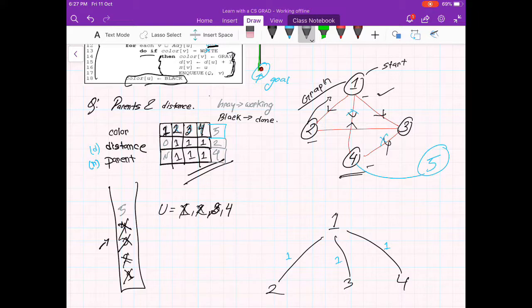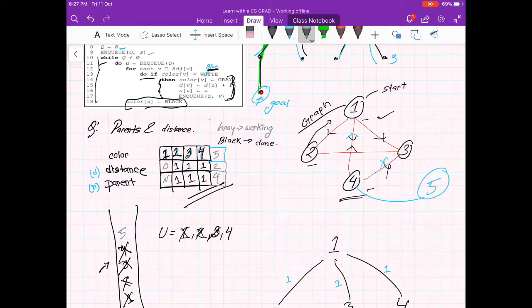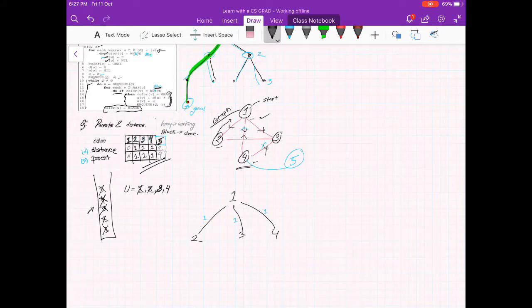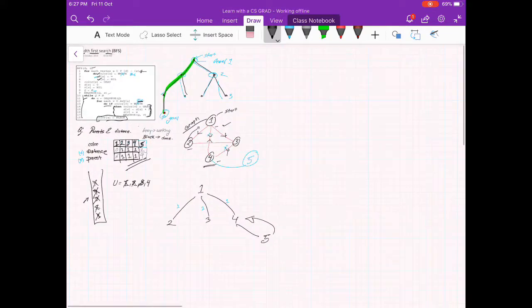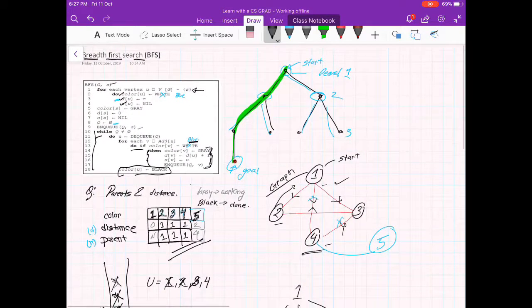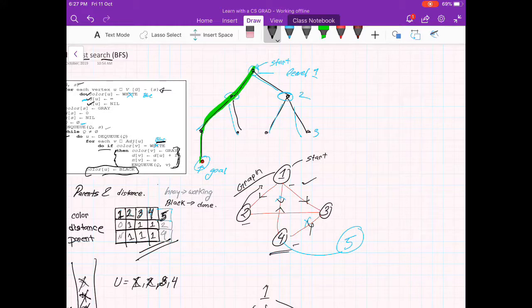Then we would be done with 4, so we black out 4. Then we would be working with 5, so if 5 has any adjacent nodes. 5 doesn't have any adjacent nodes, so there's nothing to consider here, so we black out 5. Then we would be completely done. Then we would have another branch here where the parent of 5 is 4. So this is basically it. This is how BFS works. So it's a really easy algorithm and really fun one, so try practicing this at home.